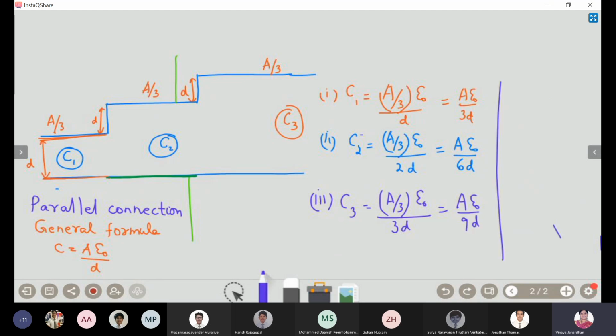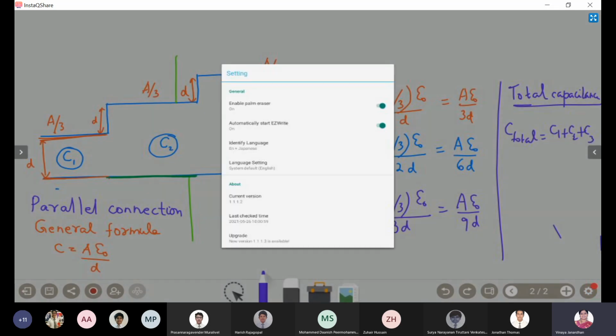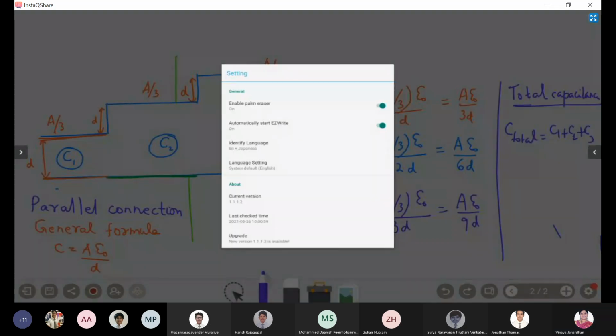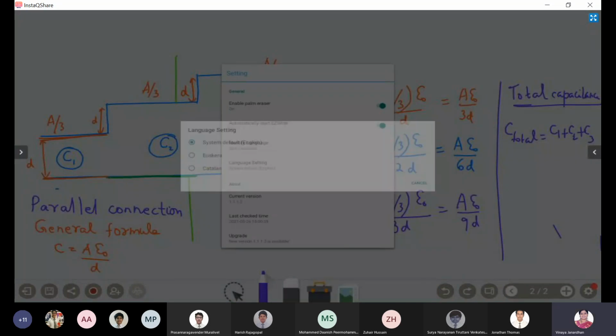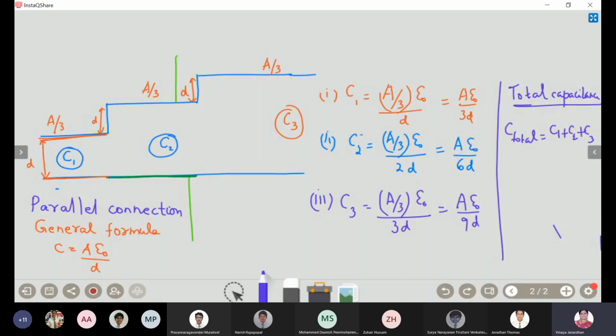So what is the total capacitance? Total capacitance of the circuit, C total, will be C1 plus C2 plus C3. Calculate, boys.